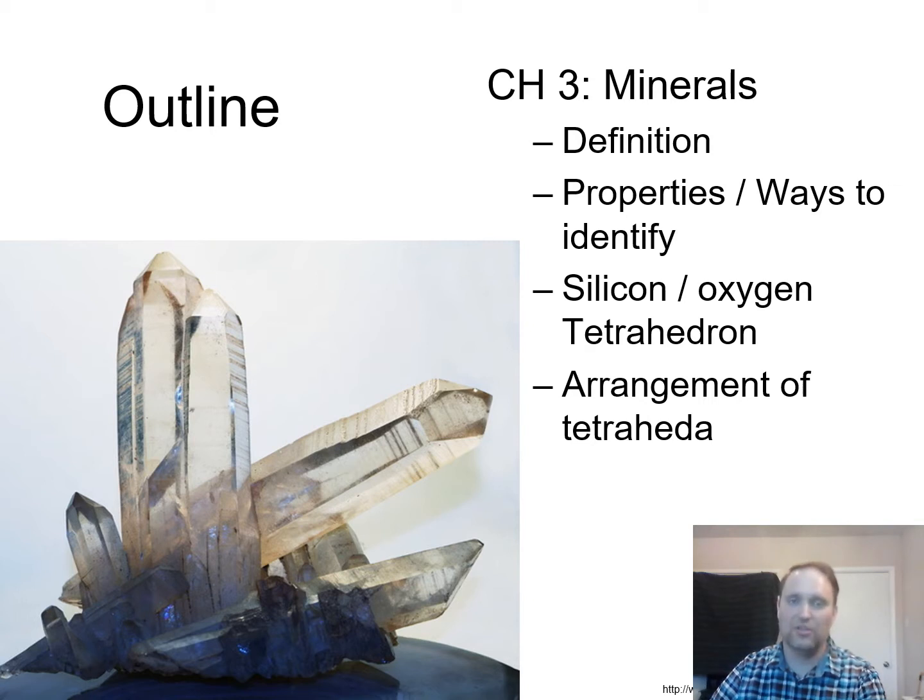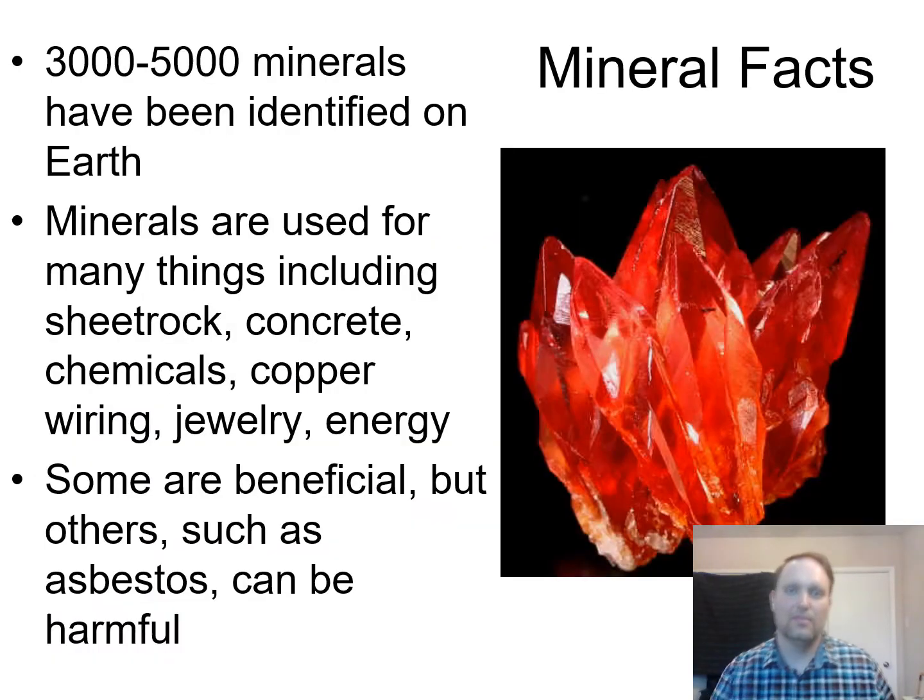Now, the crystals that you're looking at on the screen are some nice crystals of quartz, which is an exceptionally common mineral. You've probably seen it in a few rock shops and other places. Now, there are thousands of different minerals out there, somewhere between 3 to 5,000, depending on how you try to count them, what you consider to be a unique mineral versus something that's just a variation of something else.